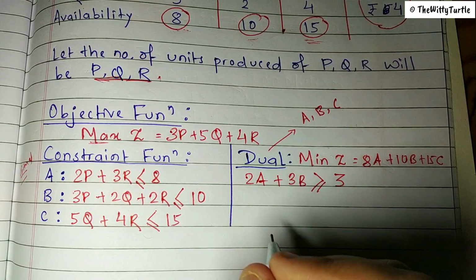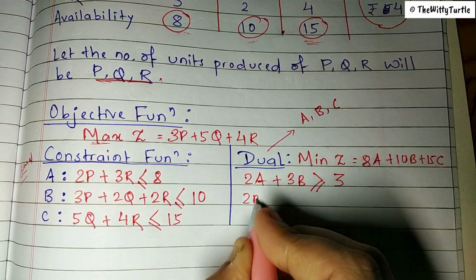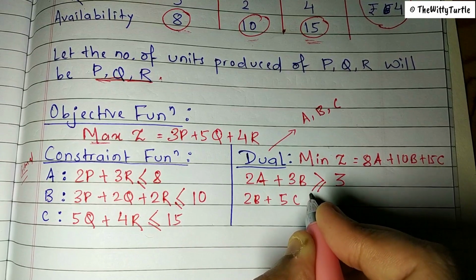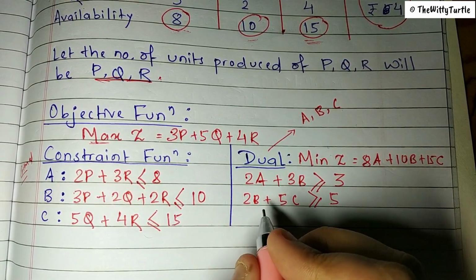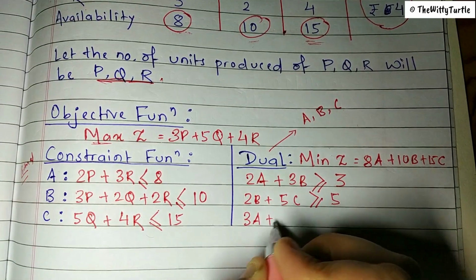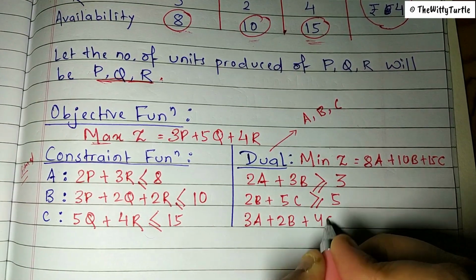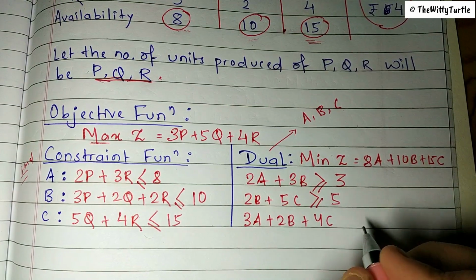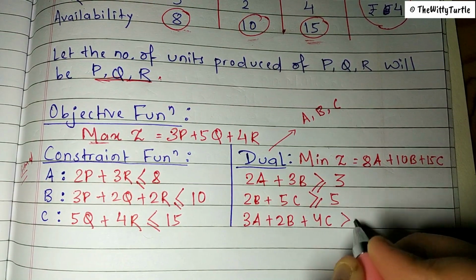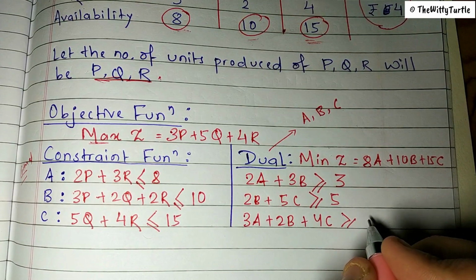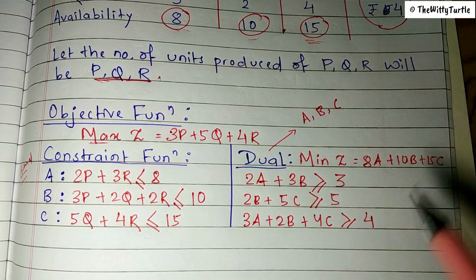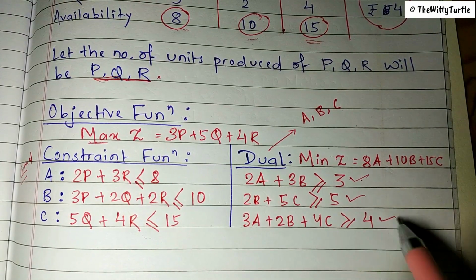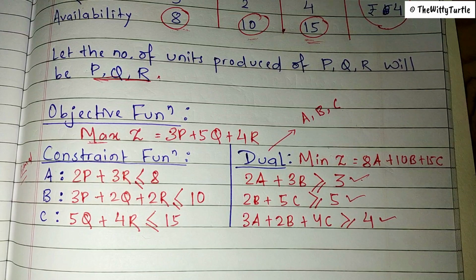Similarly, what will be the second equation? The second equation is 2b plus 5c is more than or equal to 5. Then we have 3a plus 2b plus 4c, and that is more than or equal to 4. Why is it 4? Because the profit is 4 in this case. You have to maintain at least this much of profit, right? Then you can write the non-negative function on your own.